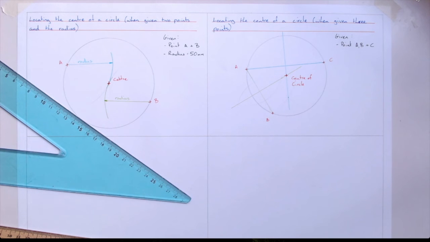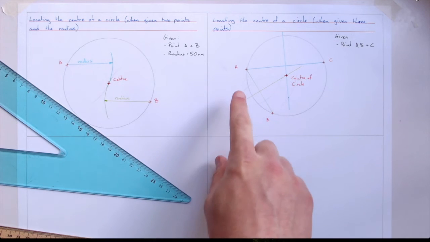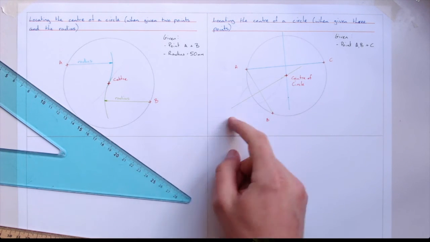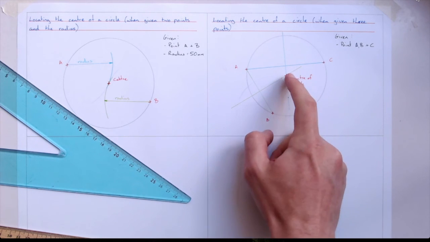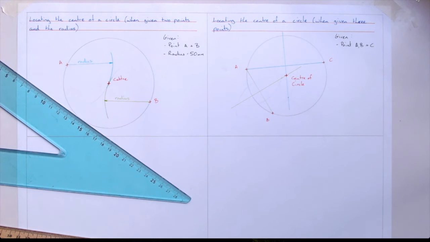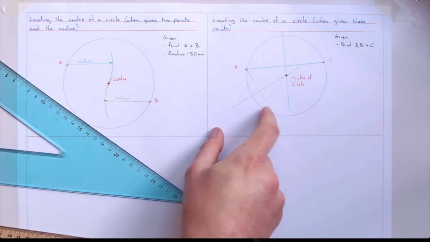So it doesn't matter what 3 points you have. You could even be given 4 points, 5 points. You just need to join 2 up together, bisect it, join another 2 up together, bisect it, and where those bisectors meet in the middle gives you the center of the circle, and you'll then be able to draw the circle.